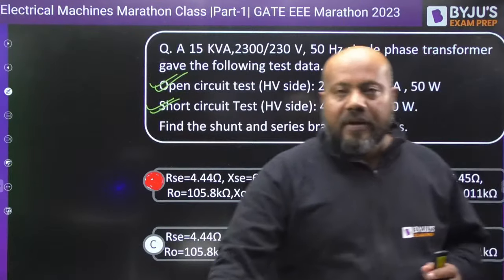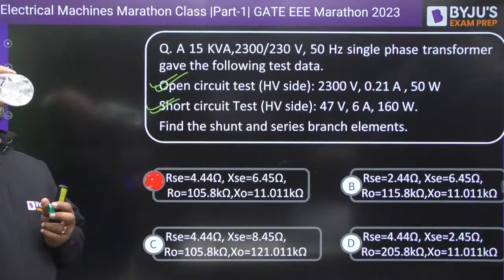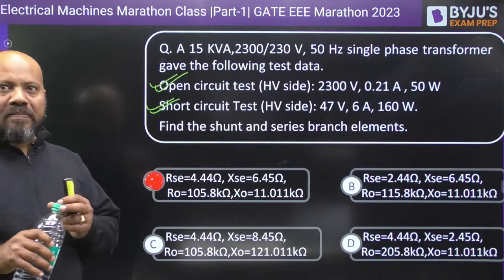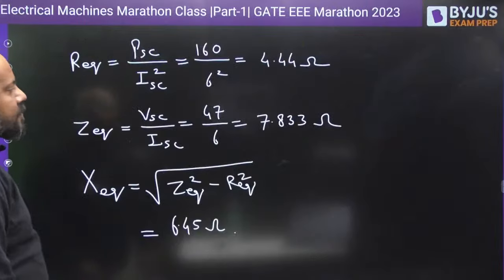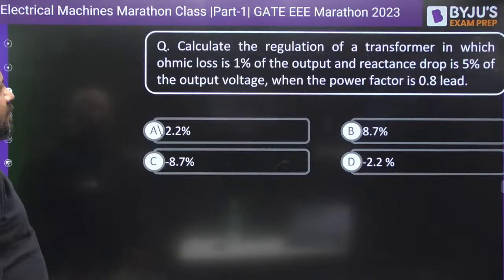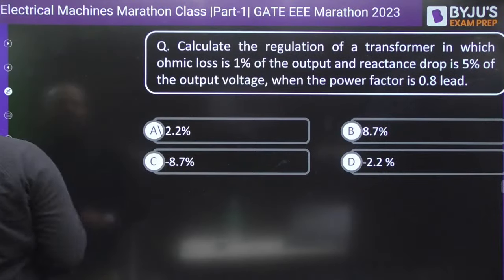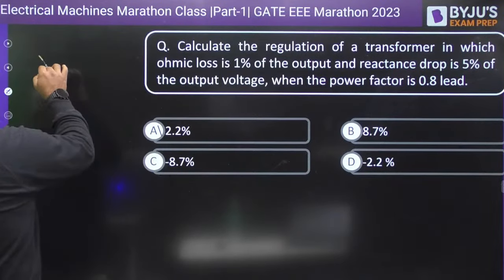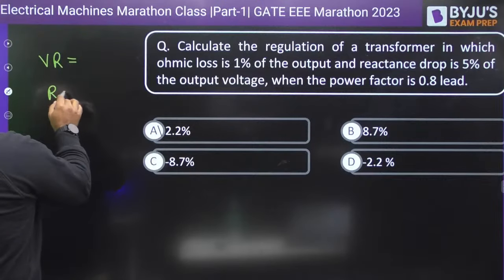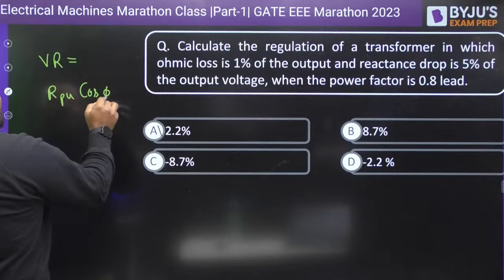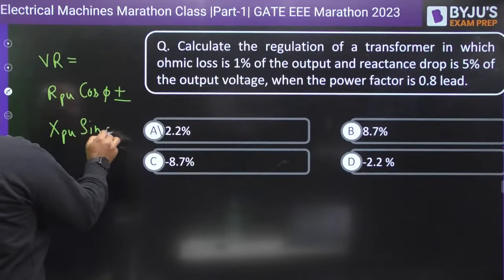So the next problem is quite an easy problem. I think you all can do it on your own. Simply apply the voltage regulation equation, a formula based question. Don't apply your brain. Already you have very less of it. R per unit cos phi plus or minus X per unit sin phi. Okay.